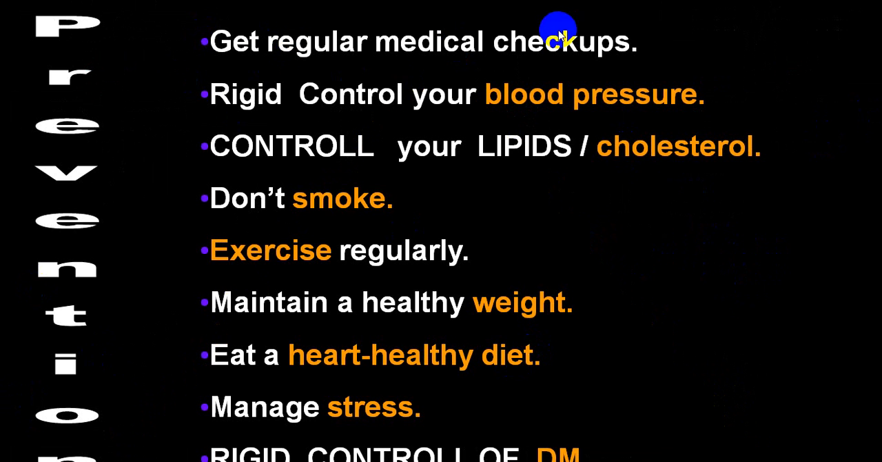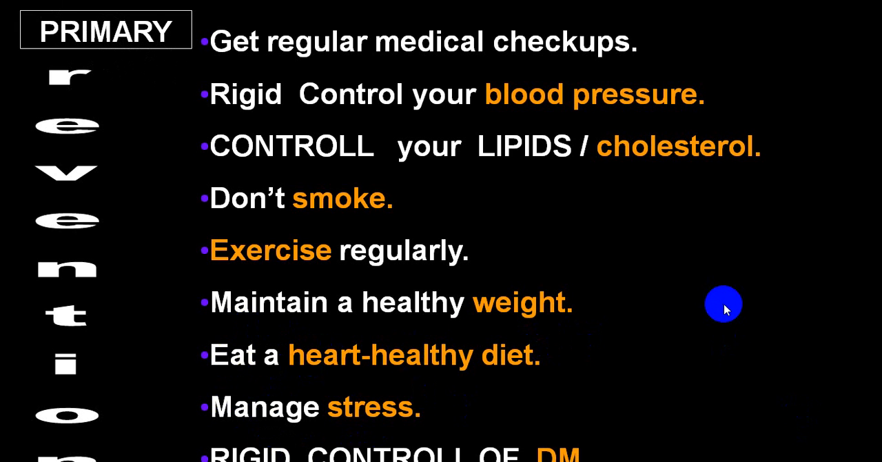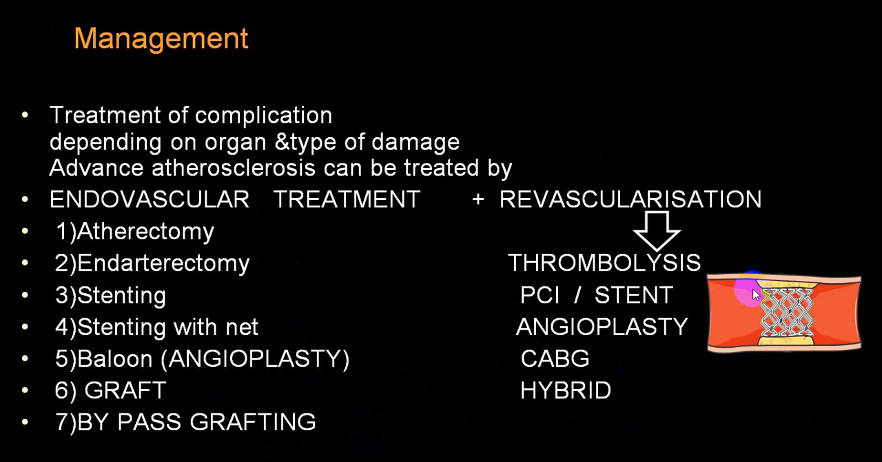So get regular checkup, rigid control of blood pressure, control of lipids, don't smoke, exercise regularly, healthy weight, eat healthy diet, manage stress, and rigid control of diabetes. All these are absolutely necessary. And these are included in primary prevention.